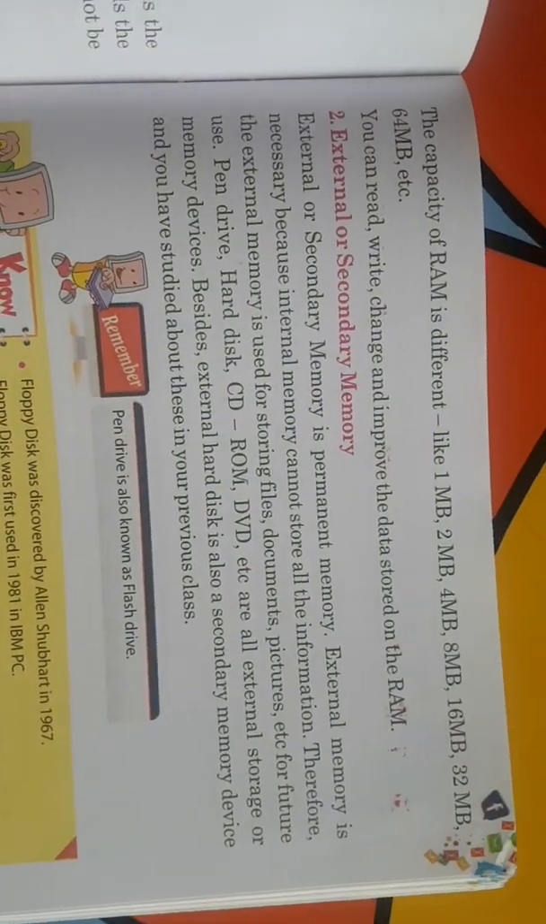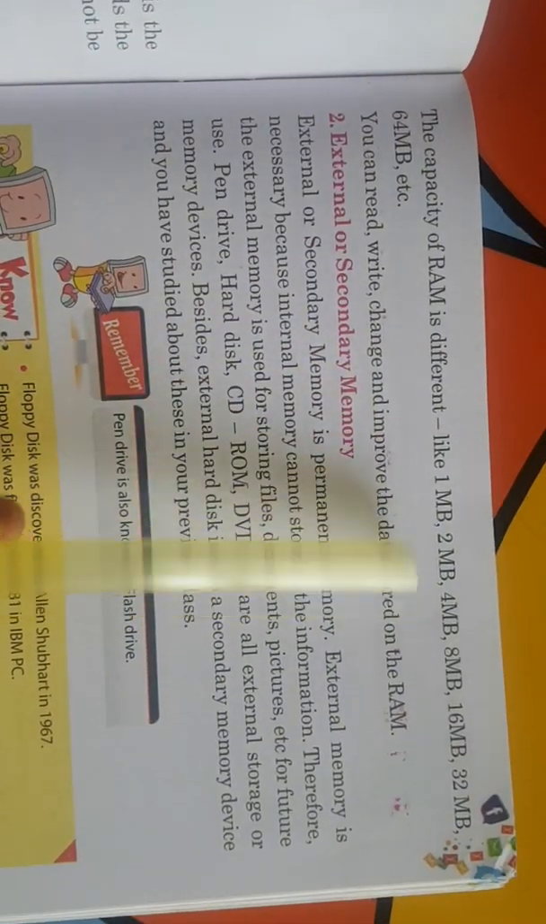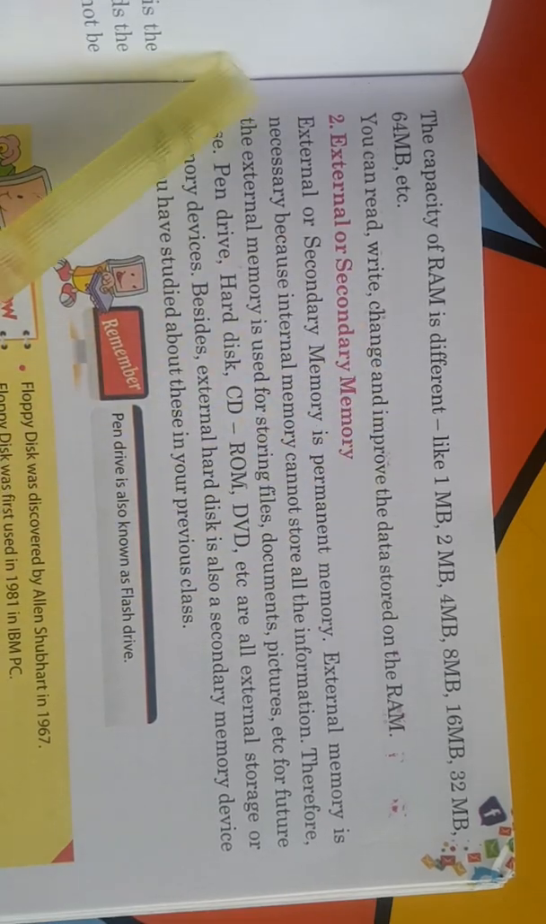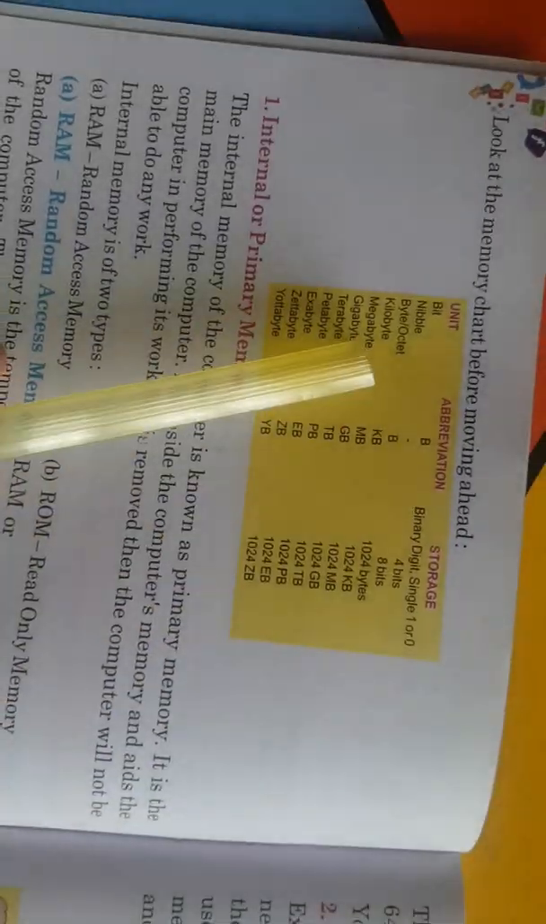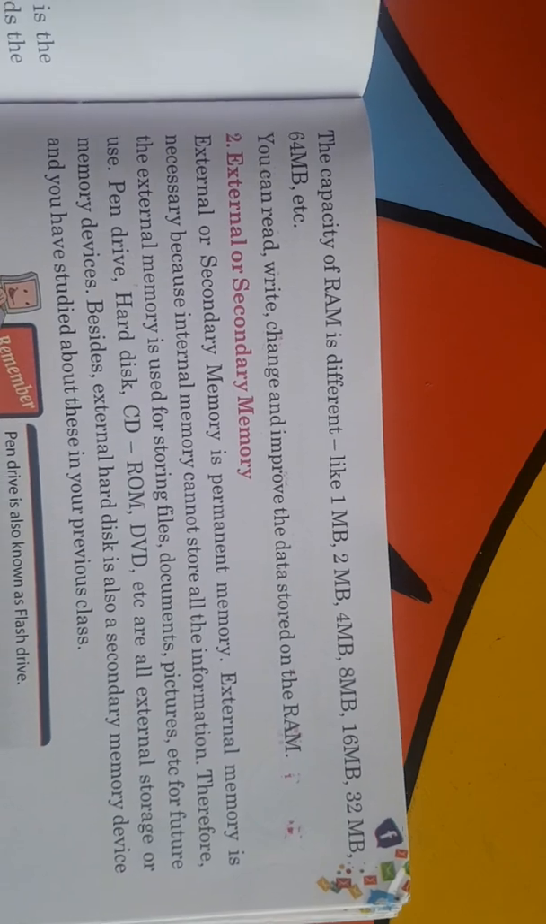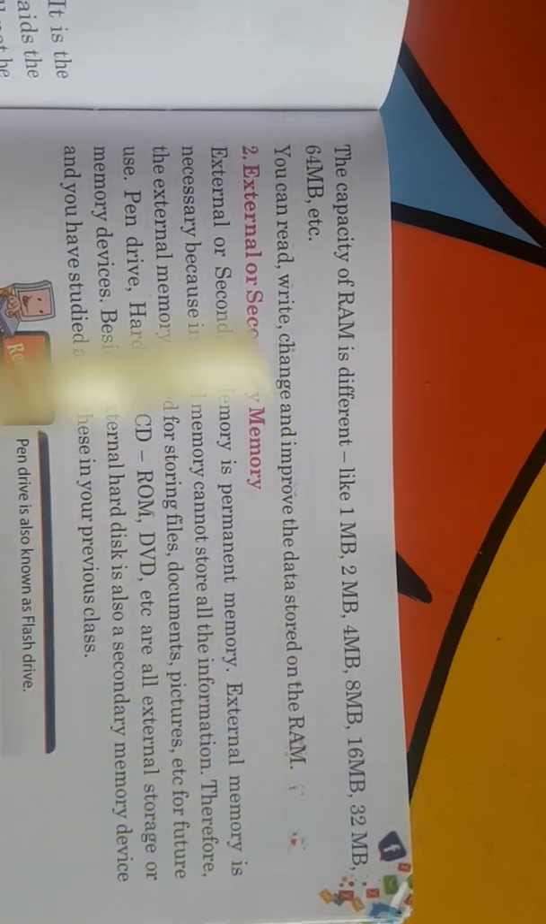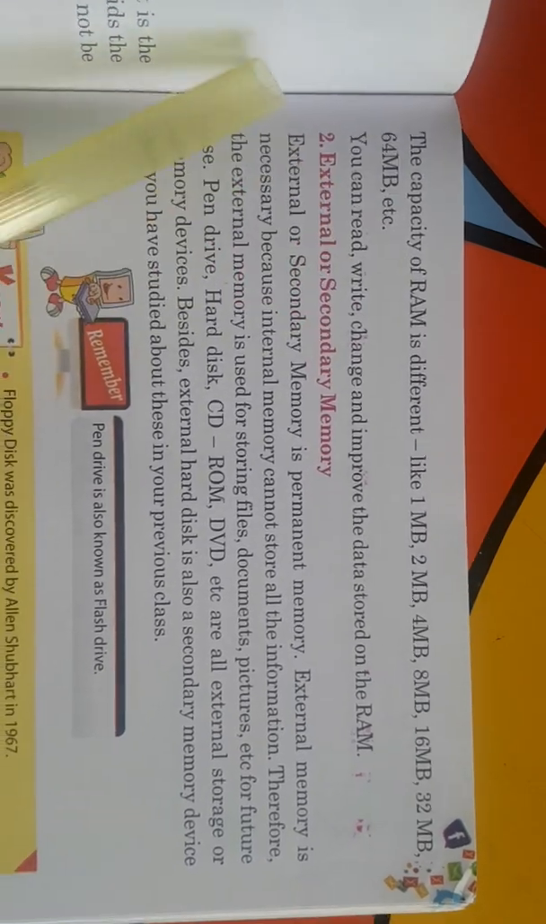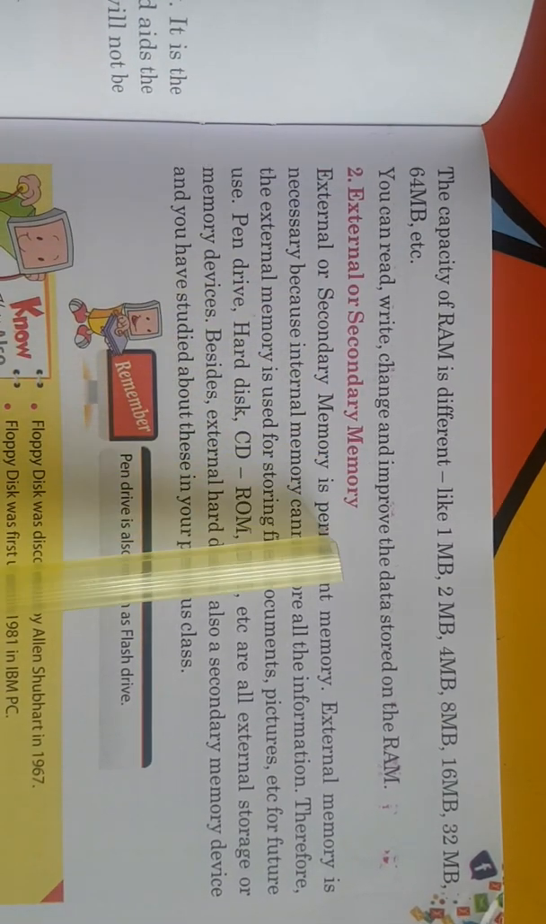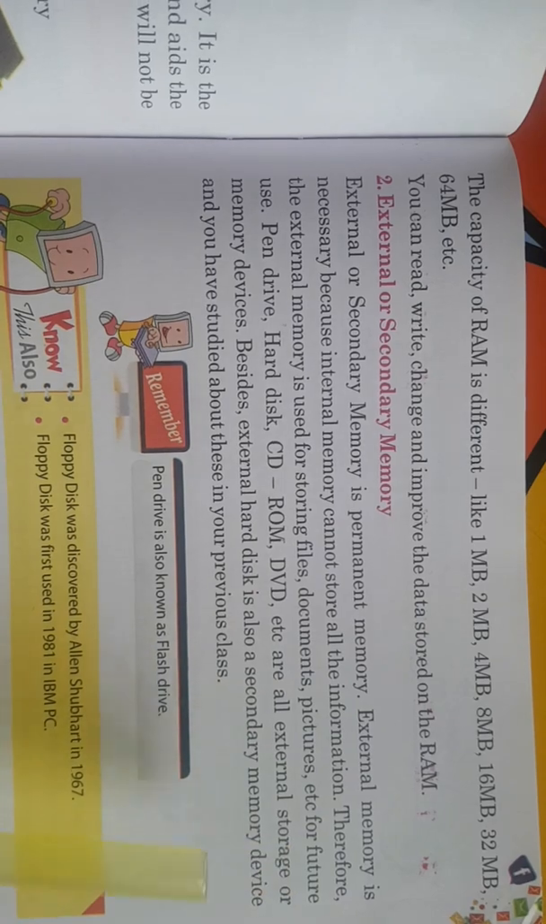The capacity of RAM is like 1 MB, 2 MB. MB means megabyte. Here we have read this, I will explain it in the explanation. 2 MB, 4 MB, 8 MB, 16 MB, 32 MB, 64 MB, etc. You can read, write, change and improve the data stored on the RAM.